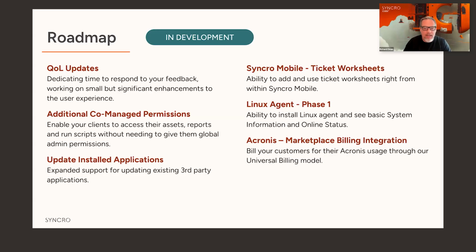App updates. Apps are really the lifeblood of productivity for an end user. So if they're not current, devices are really vulnerable. Users may be missing key new features. So that's why we're expanding support for third-party app updates. Then we have mobile worksheets. Ticket worksheets are, I think, one of our customers' favorite features. And now it's going to come to mobile, so techs that are on the go have the information they need wherever they are.